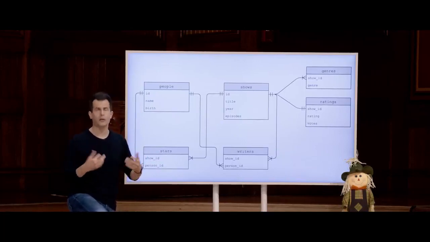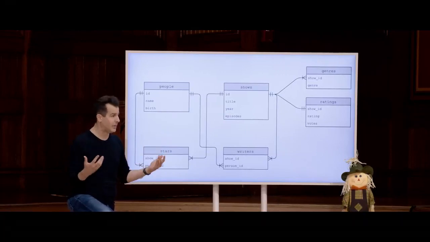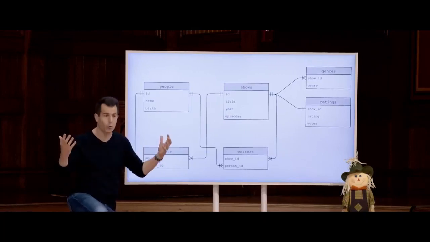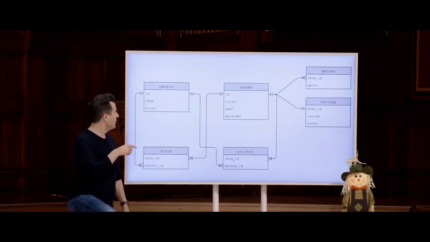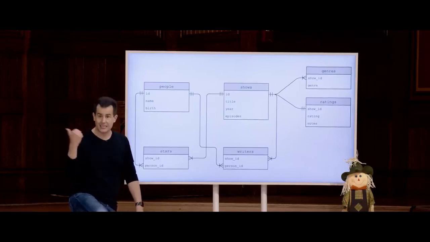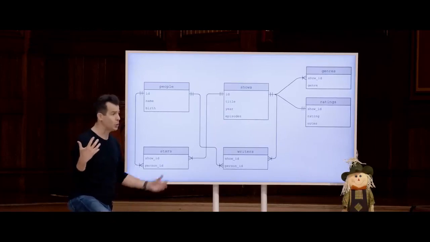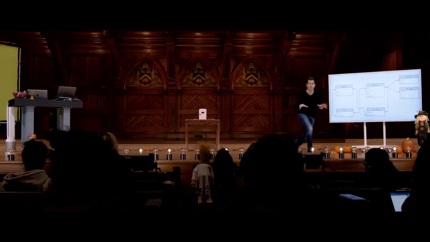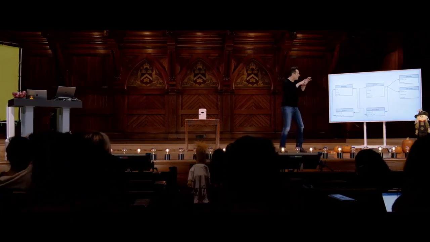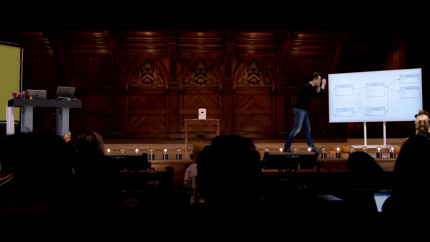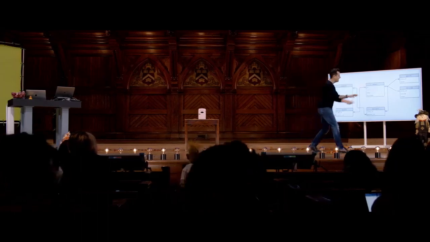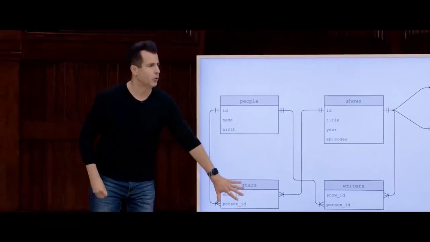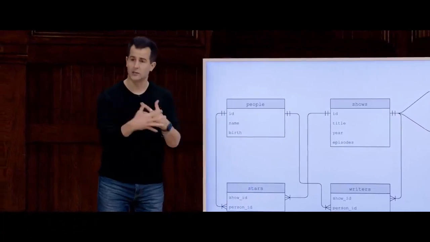Well, one show can certainly have multiple people in it and multiple people writing for it, just in the real world. But conversely, one person could certainly act in multiple shows or write multiple shows. So this is what you get with relational databases. You put your canonical data for people in one place, for shows in another place, and then you use these additional tables to relate one thing to another.